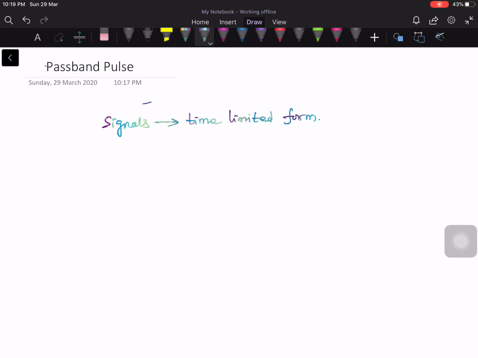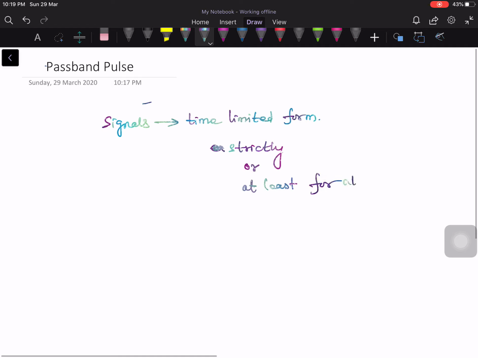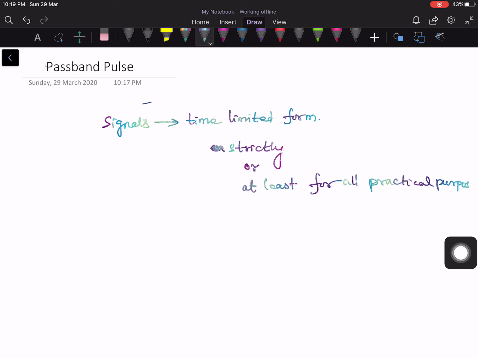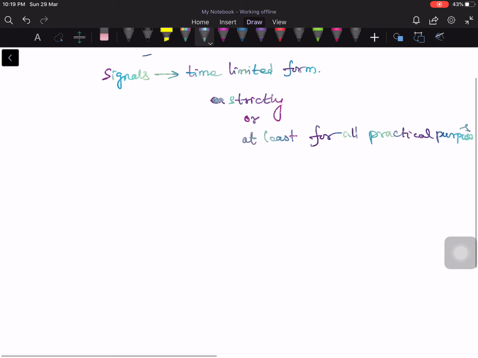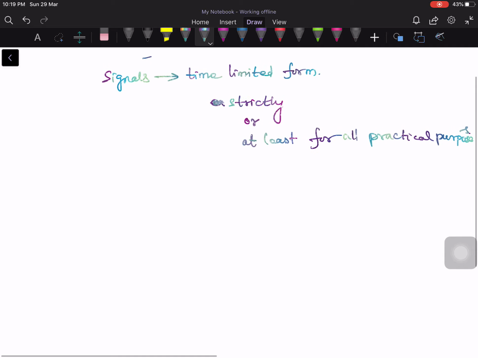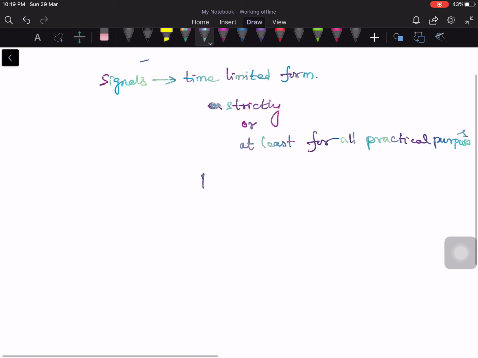Either this time limitation is strict, or at least for all practical purposes, we are going to work with signals which are time limited. Such time limited signals are called pulses. So the specific class of signals which are of interest to us here are pulses.